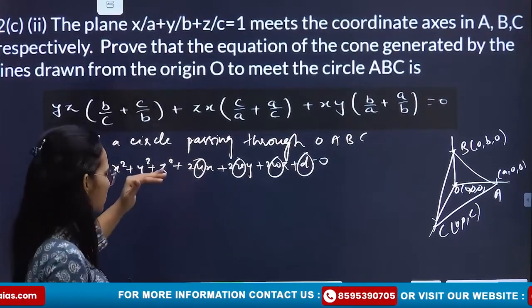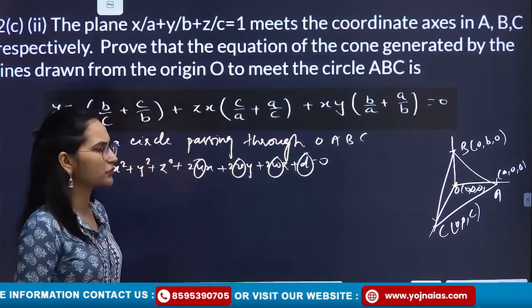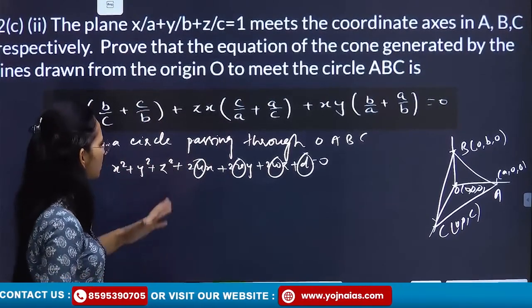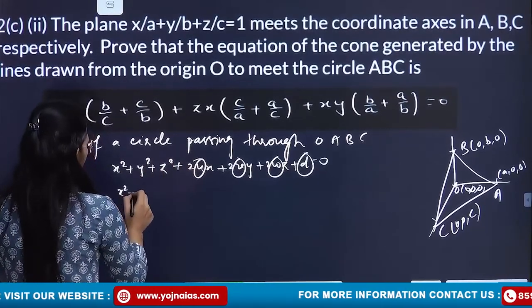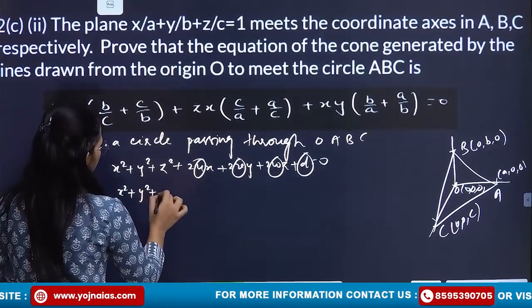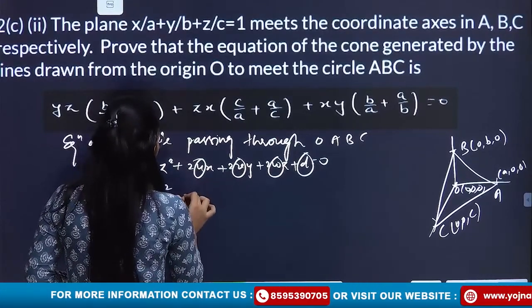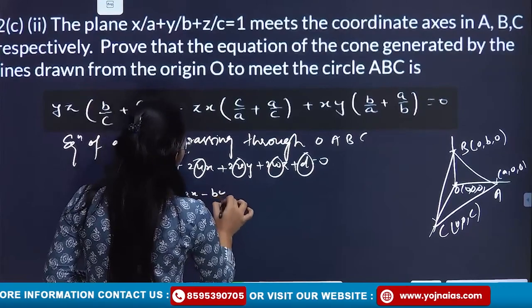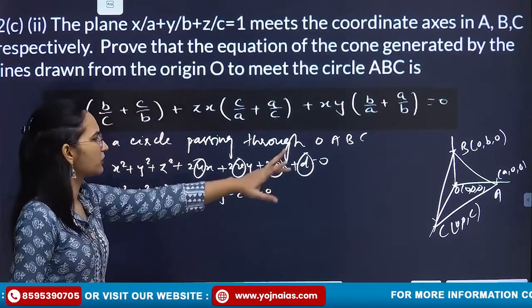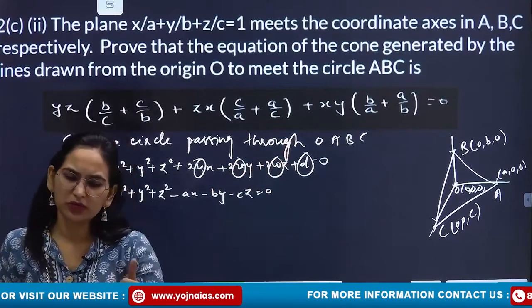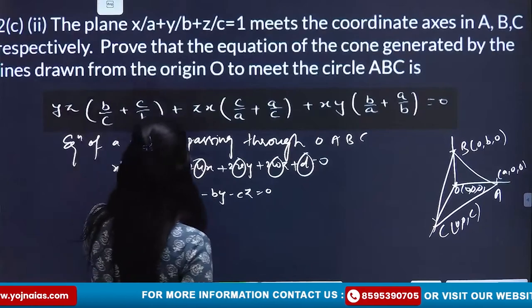And by putting these points, you would get four equations and you have four variables to determine, so that is not very difficult, and you would get the equation of the circle. That is turning out to be x square plus y square minus ax minus by minus cz. Because it passes through the origin, the constant term would be zero, and hence this is the equation of the circle.